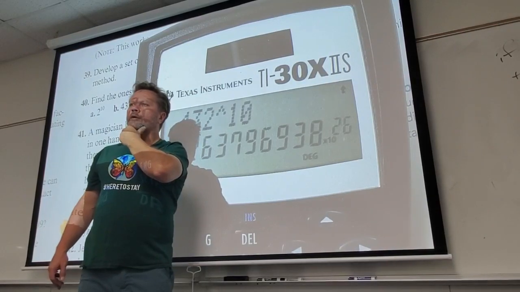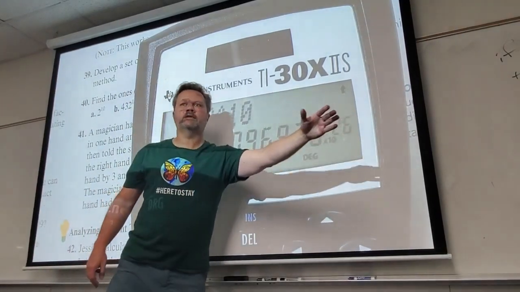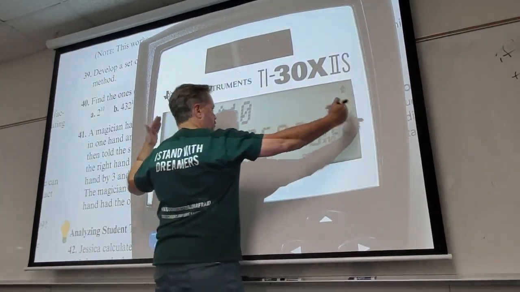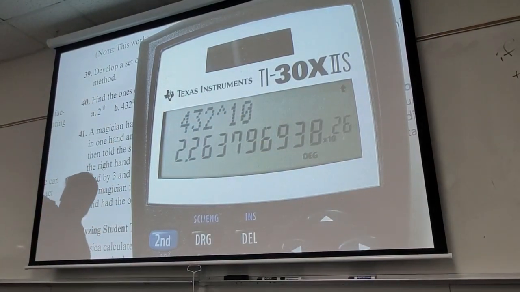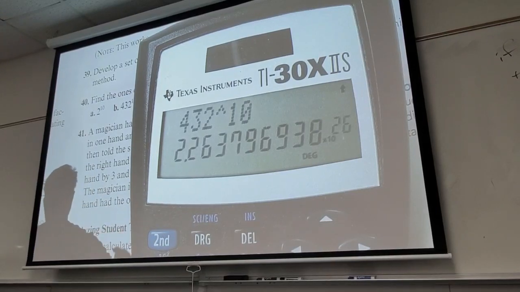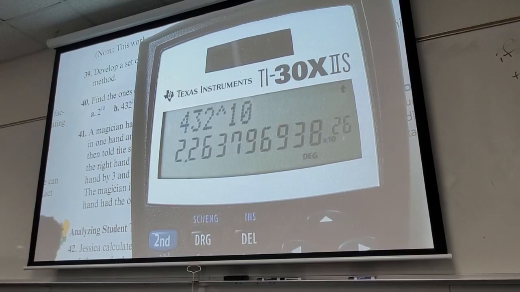So I can't see the rest of the digits because the calculator screen is only so big, right? How do I do this, though? We've actually seen a problem like this somewhere else. I think it was chapter one.